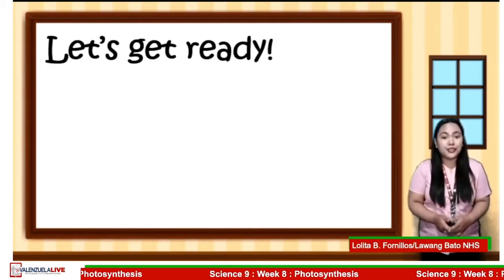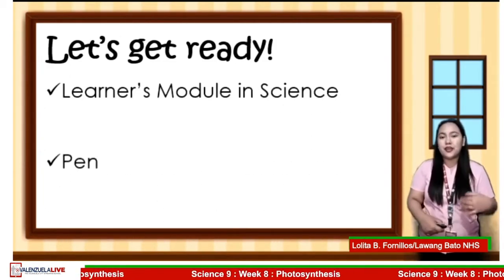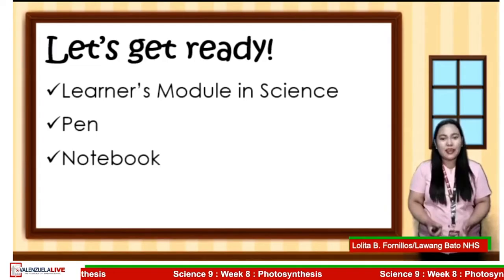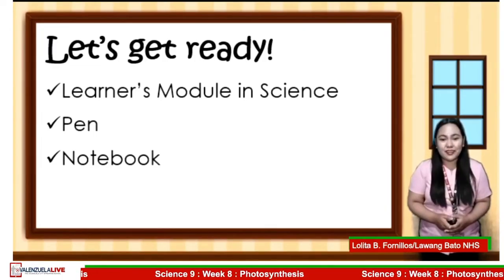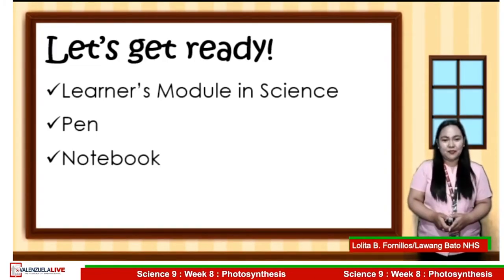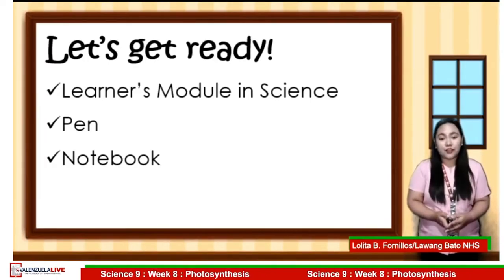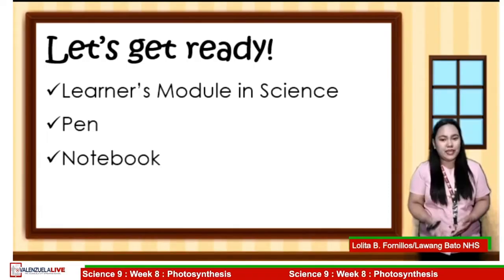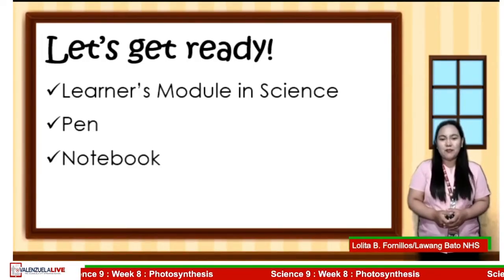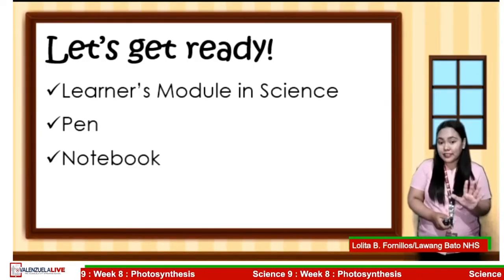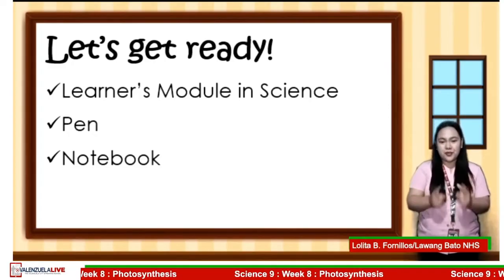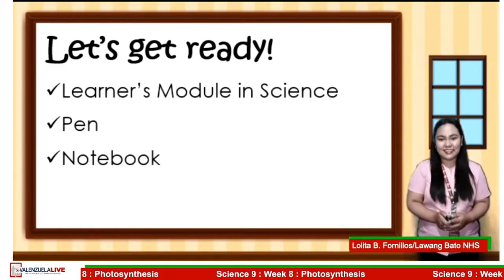Now, please get your learner's module in science, your pen and notebook. If you're ready, let's begin with a review of your past lesson. I will ask you 3 questions and choose if your answer is A or B. Type your answer in the comment box. You have 5 seconds to answer. If you are ready, let us start.